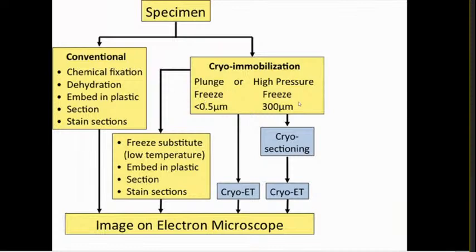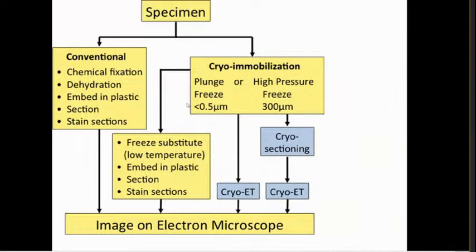High pressure freeze is used for larger samples, that is a 300 micrometer sample. Very, very important thing: the high pressure freeze method is used for 300 micrometer samples. Plunge freeze helps with samples less than 0.05 micrometers. These are the techniques for SEM and TEM analysis.